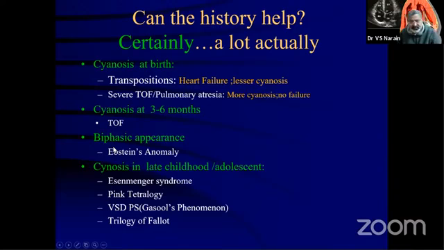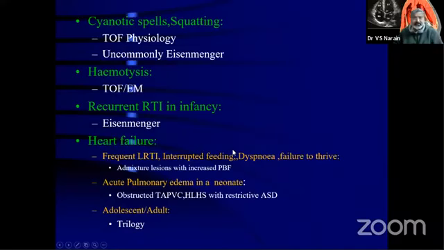A biphasic appearance means it comes and goes and then comes back again. The history is that of Ebstein's anomaly. And cyanosis, which occurs later in childhood or in adolescence, could either be Eisenmenger syndrome, or it could be a pink tetralogy which has now gone into cyanosis. It could be a ventricular septal defect developing pulmonic stenosis, the so-called Gasul's phenomenon, and then tetralogy of Fallot. So history-wise, you can sort of separate them out.